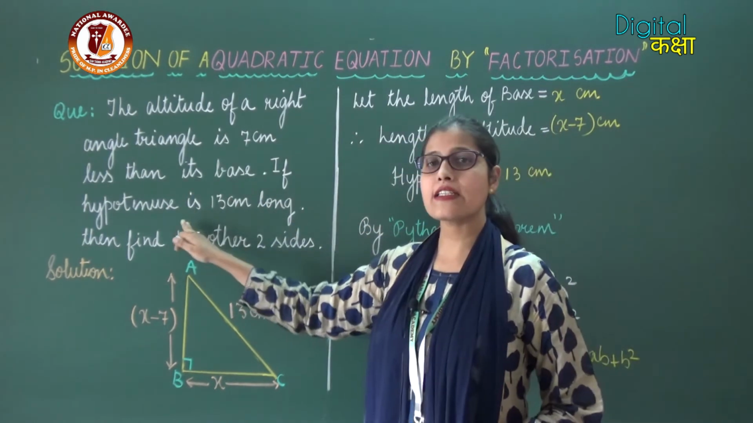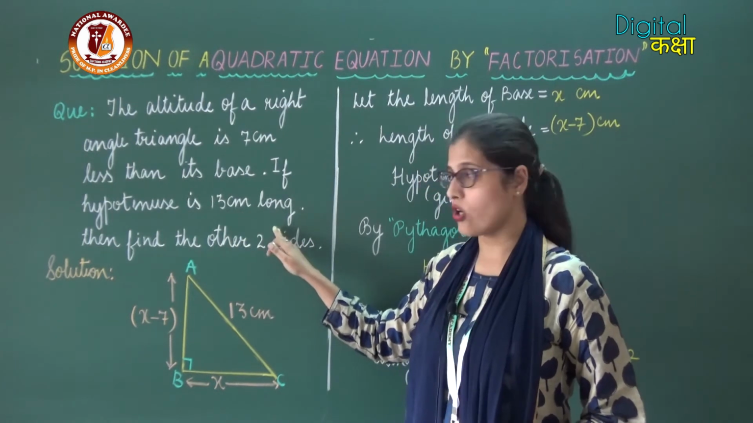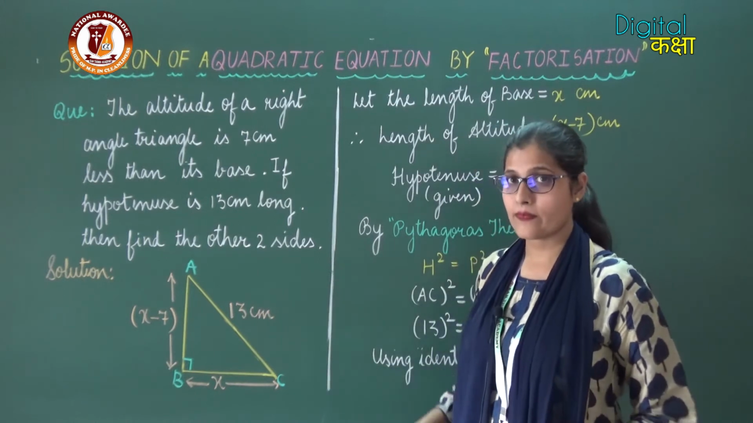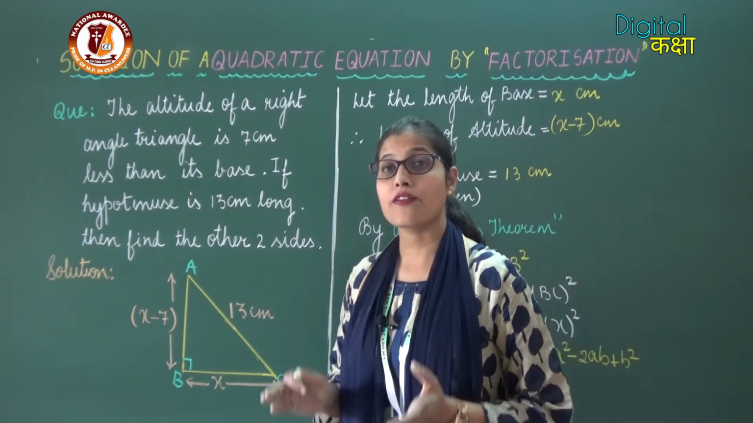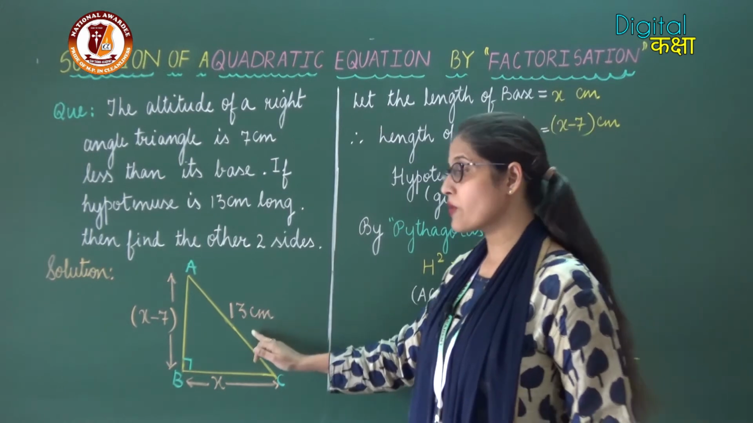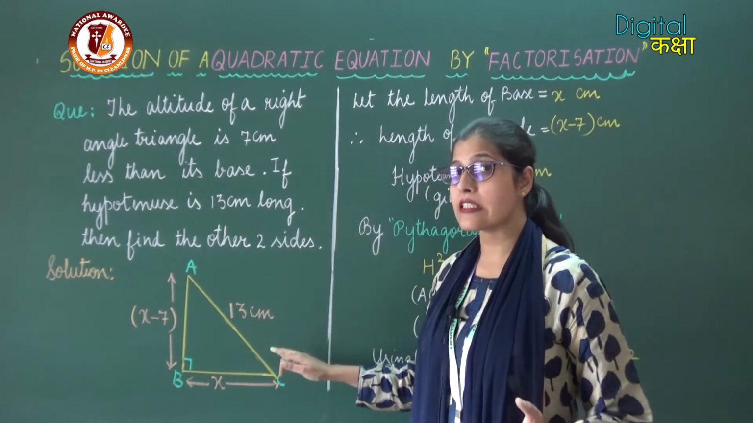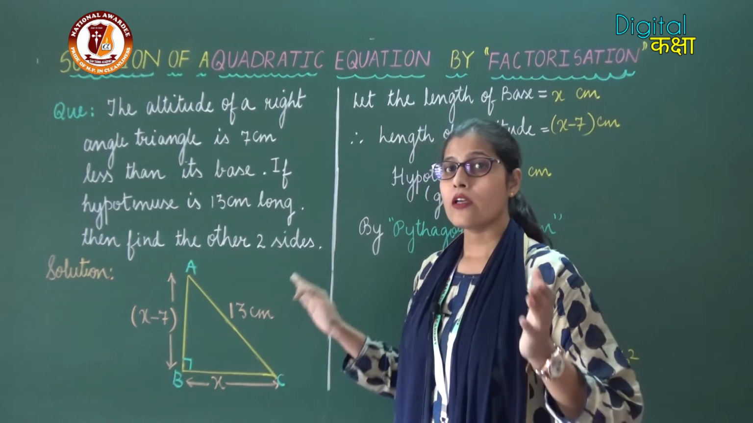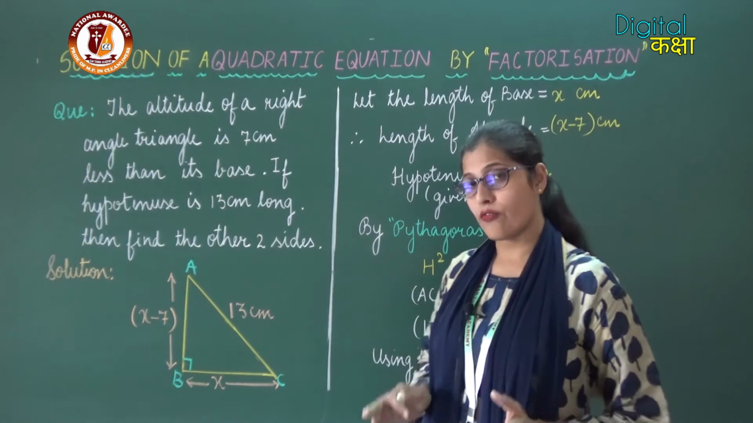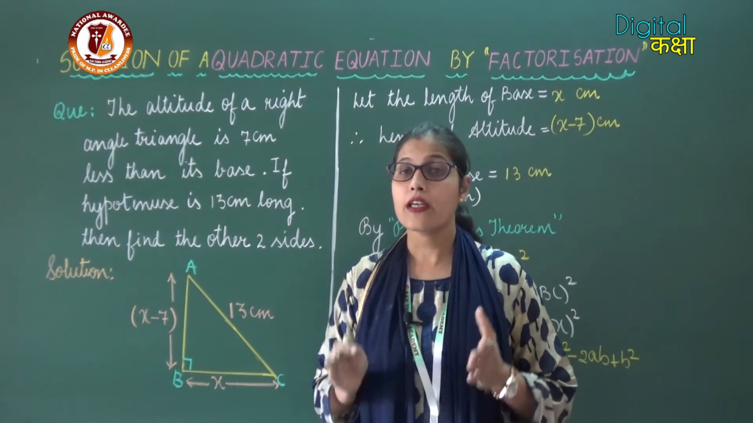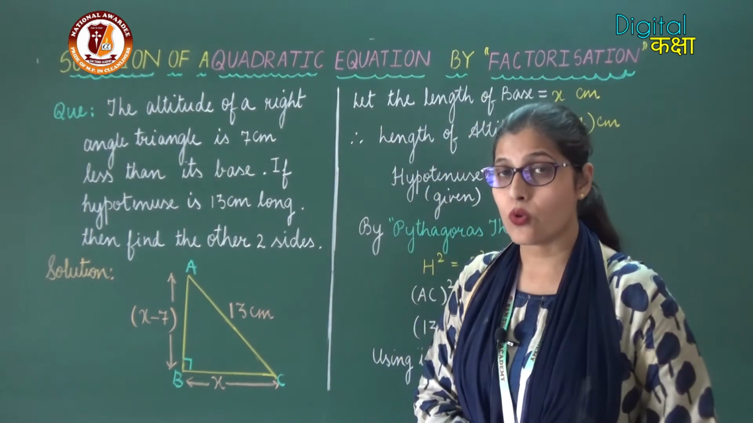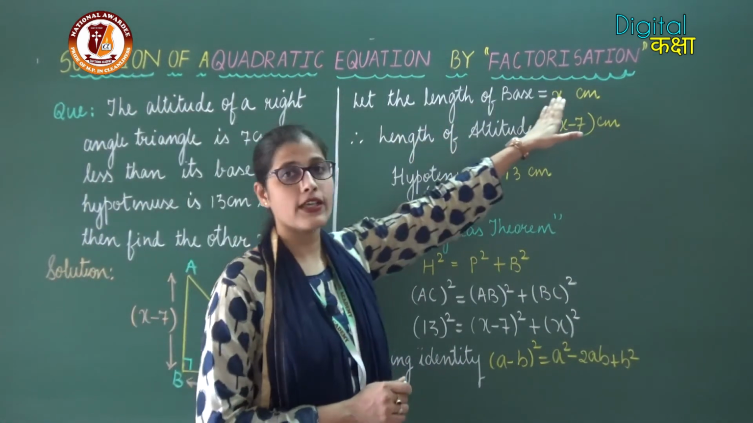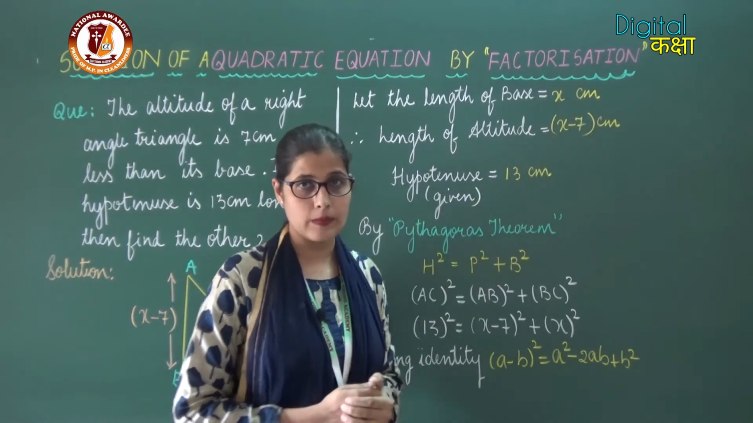If the hypotenuse is 13 cm long, then find the other two sides. Since it is a right angled triangle, as you can see here, the hypotenuse is given equal to 13 cm. Since the relation of the altitude is given in terms of the base, first of all, we will assume the length of the base equals x centimeter.